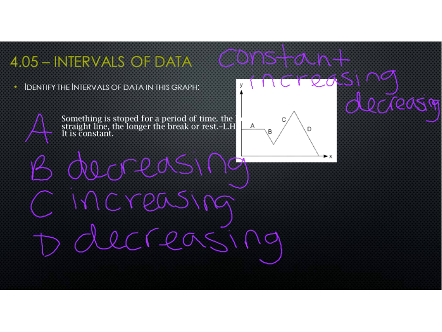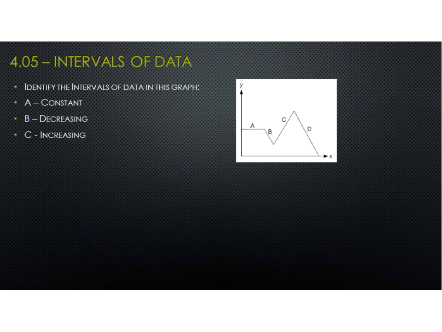B is decreasing because if you look from left to right, notice it's going down. We always read graphs from left to right, the same way that we read words on a page, left to right. So because it's going down from left to right, that is a decreasing interval. C is increasing from left to right, as Justice pointed out, and D is decreasing again from left to right, as Gavin pointed out. So nice work.